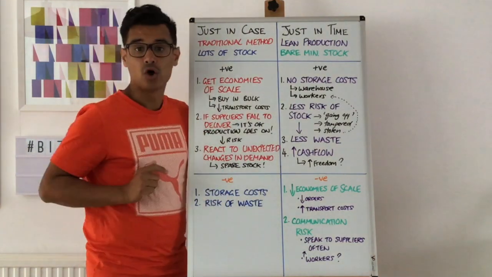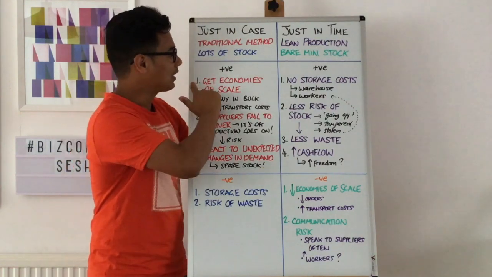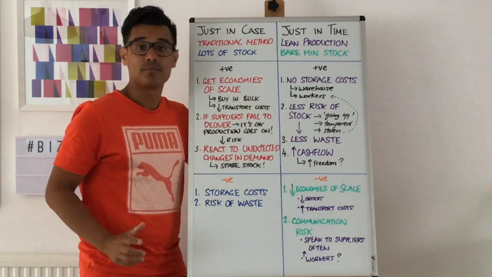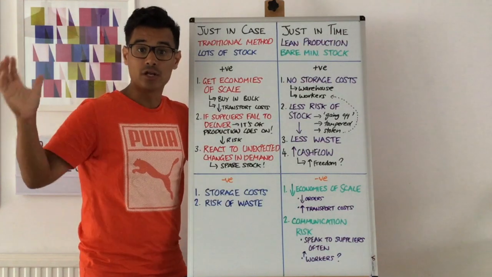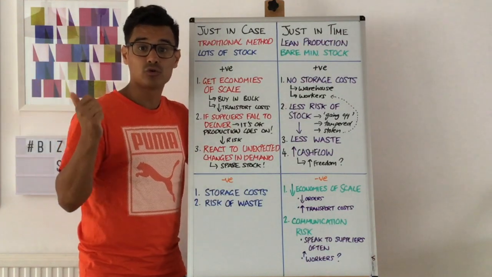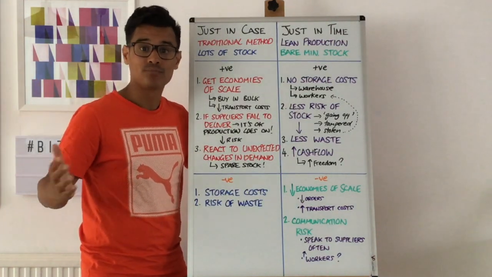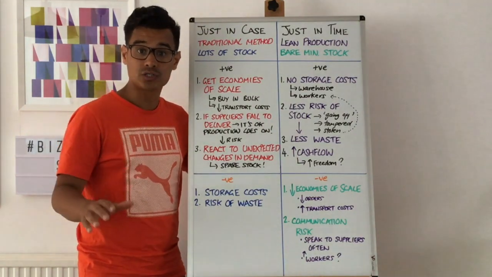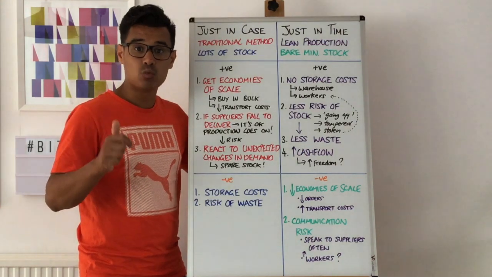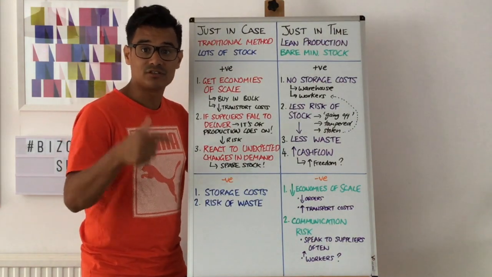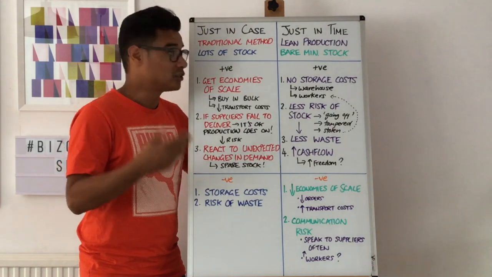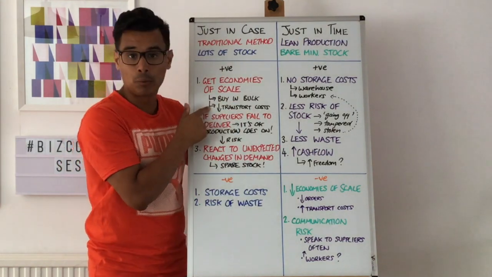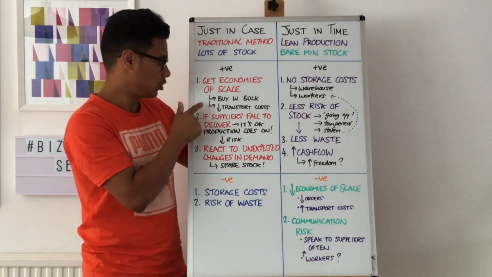The positives of just in case. Well, you're likely to get economies of scale because it's probably likely you're going to buy your raw materials or your components in bulk. And if you buy them in bulk, you'll get a lower average cost. Also, even better, is that you won't have to get deliveries every single day, for example, with just in time, so you probably also save on transport costs.